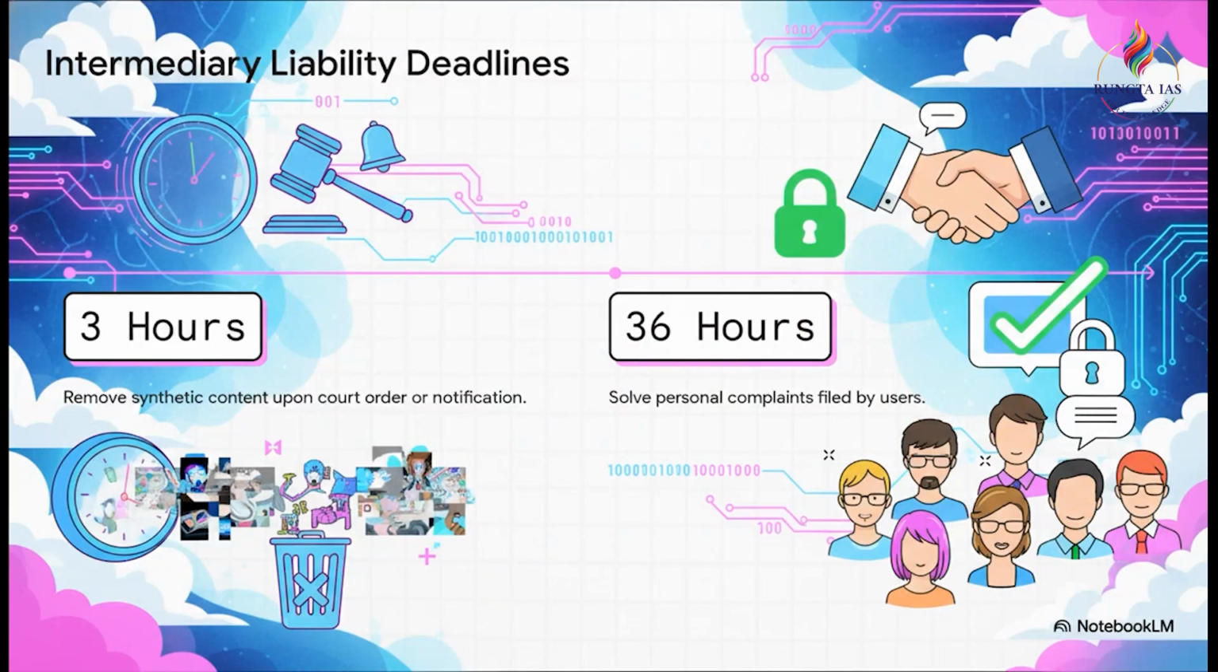Now, aspirants, you need to memorize these exact timelines for both your prelims and your mains. Under the new rules, tech platforms have exactly 3 hours to remove synthetically generated content the moment they receive a court order or government notification. Furthermore, any personal complaints filed by regular users must be resolved within 36 hours. These strict timelines are there to force rapid, no-nonsense compliance.